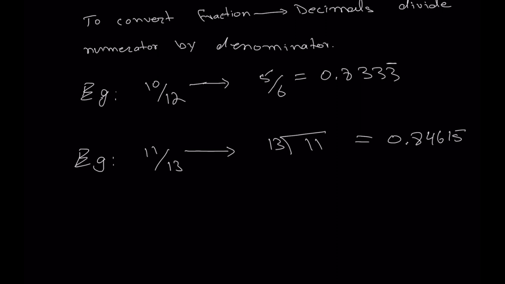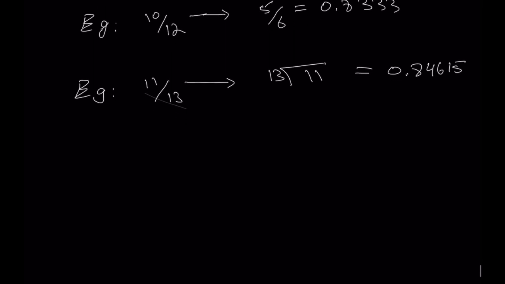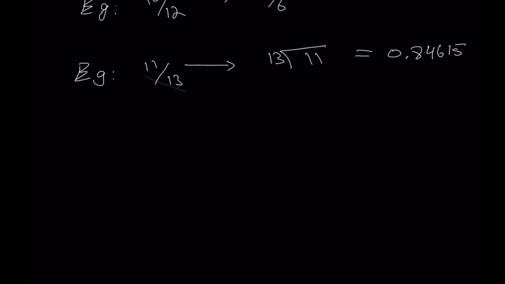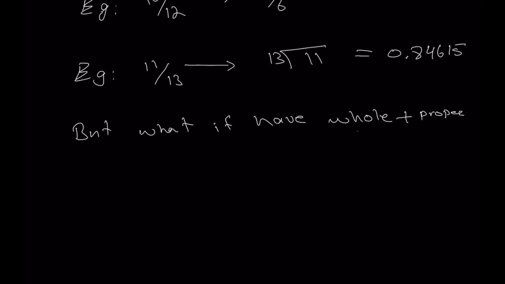And we call it repeating decimals. With 11/13, it will give us this number here. So that's how we convert fractions to decimals. But what if we have a whole number plus a proper fraction, which is an improper fraction, a mixed number?